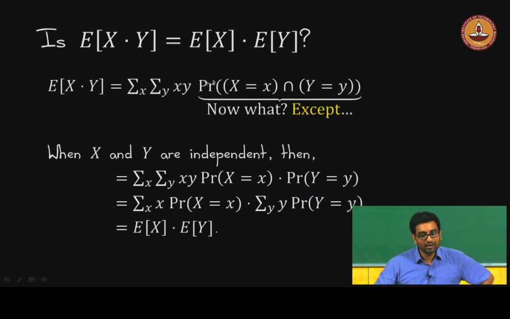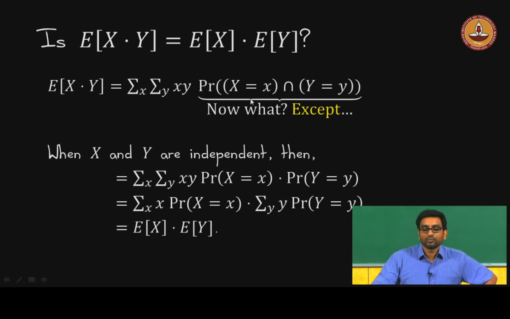So, can they be made equal? What condition will they be made equal? So, let us actually work that out. E of x times y, you apply the formula, it is summation over x, summation over y, x y times the probability that X equal to x and Y equal to y. You apply all the formulas, but then you are stuck here.